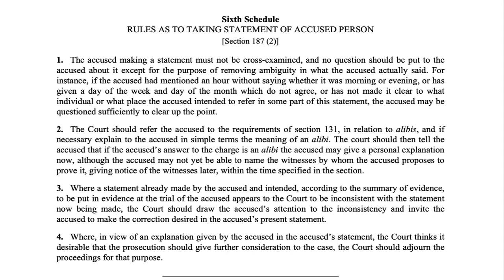Paragraph 2. The court should also refer the accused to the requirement of section 131 in relation to alibis, and if necessary, explain to the accused in simple terms the meaning of an alibi. The court should then tell the accused that if the accused's answer to the charge is an alibi, the accused may give a personal explanation now. Although the accused may not yet be able to name the witnesses by whom the accused proposes to prove it, giving notice of the witnesses later within the time specified in the section.